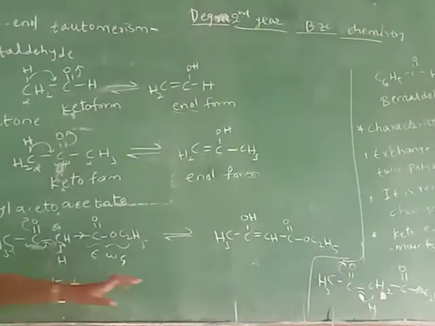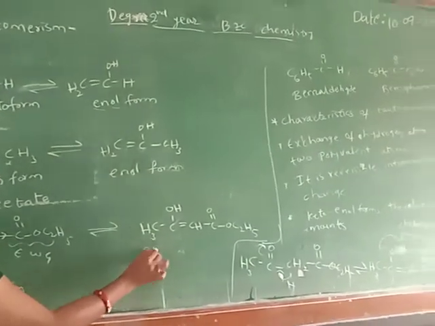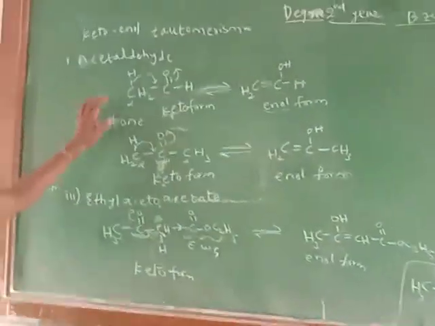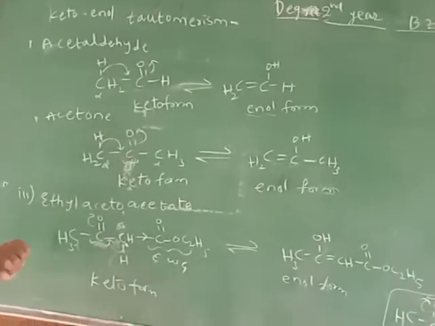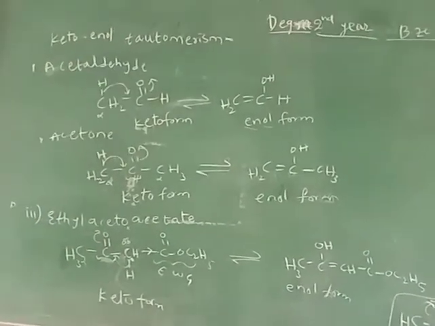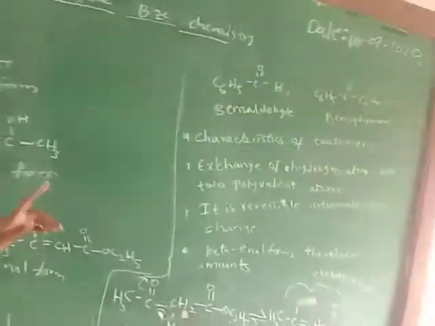Now see the compound. This is the keto form, and this one is the enol form. So acetaldehyde, acetone, and ethyl acetoacetate are some examples that exhibit keto-enol tautomerism. Now see some other examples, that is benzaldehyde and benzophenone.